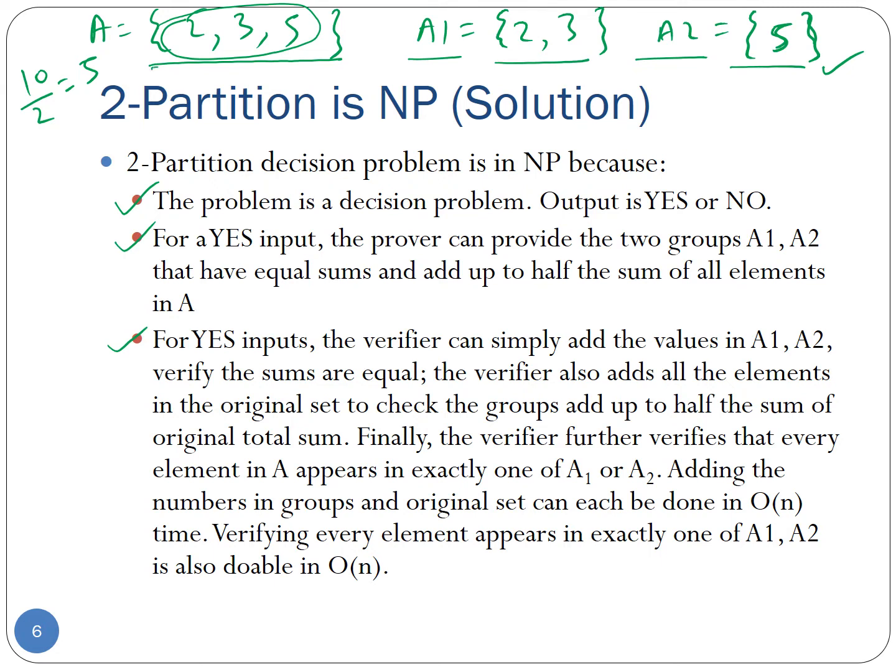Adding all the elements of A can be done in O of n. Adding all the elements of A1 and A2, again O of n operations each. Verifying that each element appears only once in either A1 or A2 and none of the elements are left out can also be done in O of n. So basically the verifier can verify in polynomial time that the provided solution is correct, and therefore this problem is in class NP.